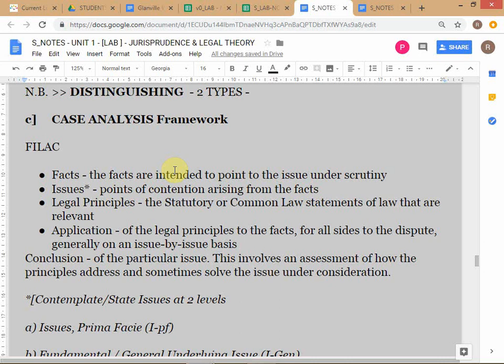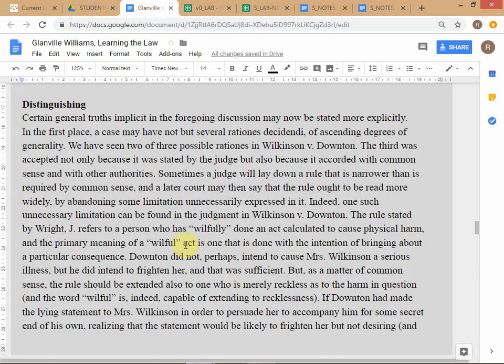Okay, so distinguishing, you have two types. First, we're going to apply the labels and then we will discuss those two types. So we have either non-restrictive or restrictive distinguishing. Non-restrictive is also referred to as genuine distinguishing. So let's do the non-restrictive part first. The non-restrictive part is the distinguishing based on facts, on material facts. If you go back to the Glanville article, let's try and use it for understanding this.